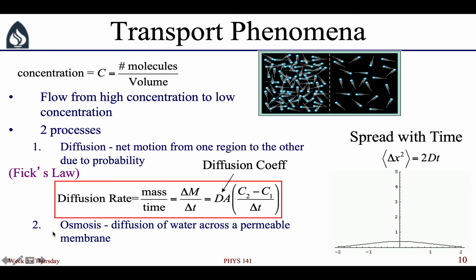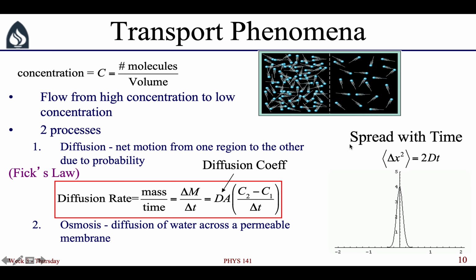Another way in which transportation of a substance from a high concentration to low concentration can occur is through osmosis, and this describes the diffusion of water across a permeable membrane, often in response to a high concentration of something like a salt on one side of the membrane as opposed to the other.